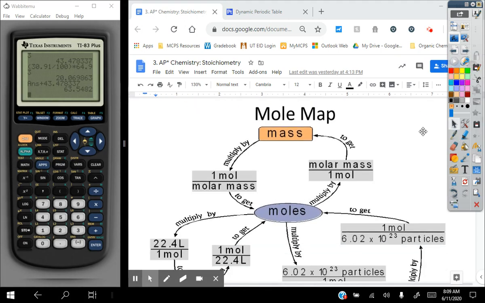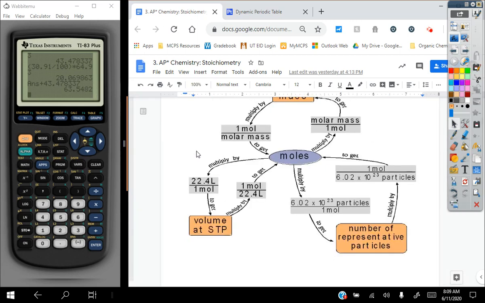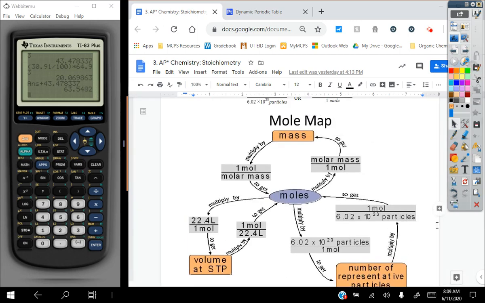This mole map here is wonderful. We're going to take a good look at that. This actually, if I can zoom out, will show us all the different ways you can convert between mass, volume, moles, and number of representative particles. So if you want to convert mass to mole, you need to use molar mass. If you want to convert moles to volume, you can only do that when you're at standard temperature and pressure. So you can use 22.4 liters equal to 1 mole. And then if you're going between moles and particles, you have to use 6.02 times 10 to the 23rd.